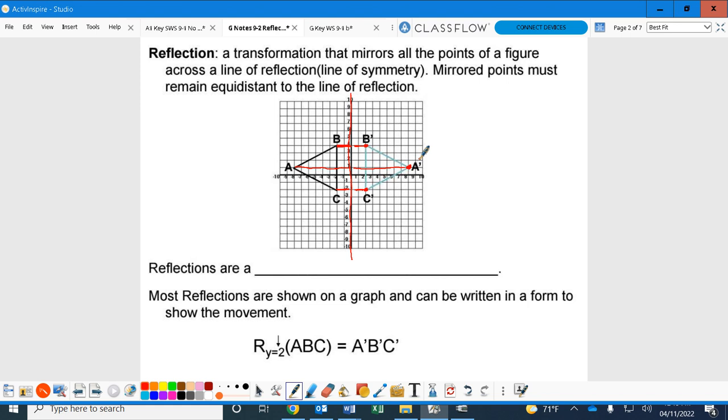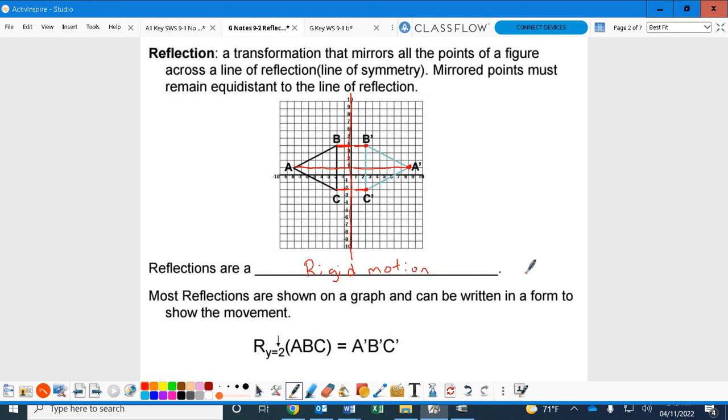That's it. Okay? Now, when you do a reflection, reflections are what kind of motion, guys? Oh, does it change size or shape? Oh, it's a rigid. It's rigid because it doesn't change. So it is a rigid motion.